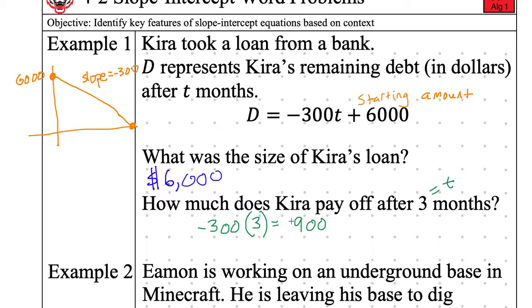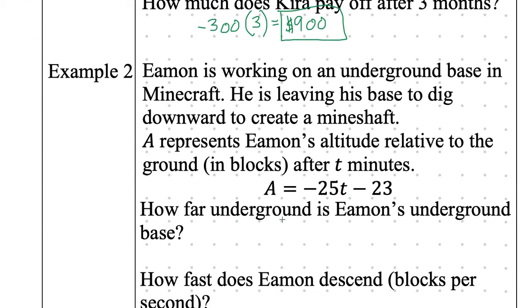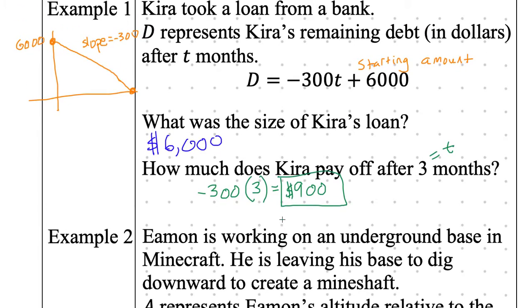I was thinking 300 times 300. Ah, okay. $900. Yeah, thank you guys. And people still get XP even though they're getting not quite the correct answer. All right. Before I move on, any questions on example number 1?